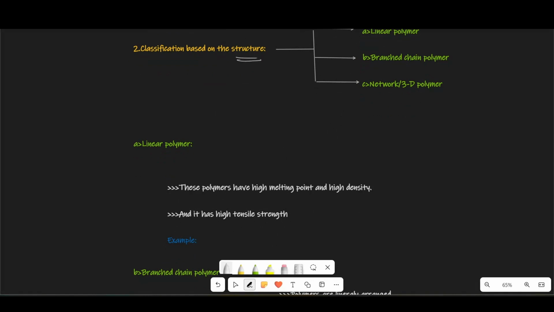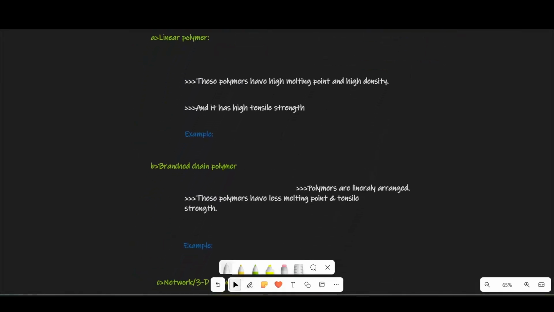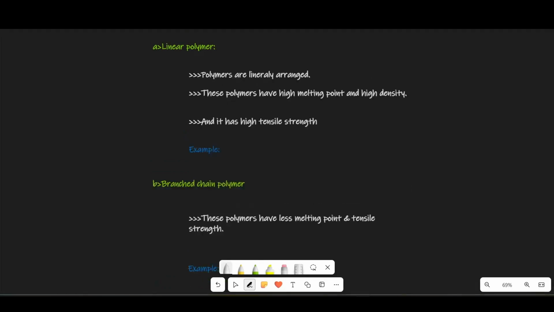These are divided into again three types: linear polymer, branch chain polymer, and network or 3D polymer. Now let's see in detail one by one. Let's talk about linear polymer. These linear polymers are linearly arranged, and these polymers have high melting point and high density.